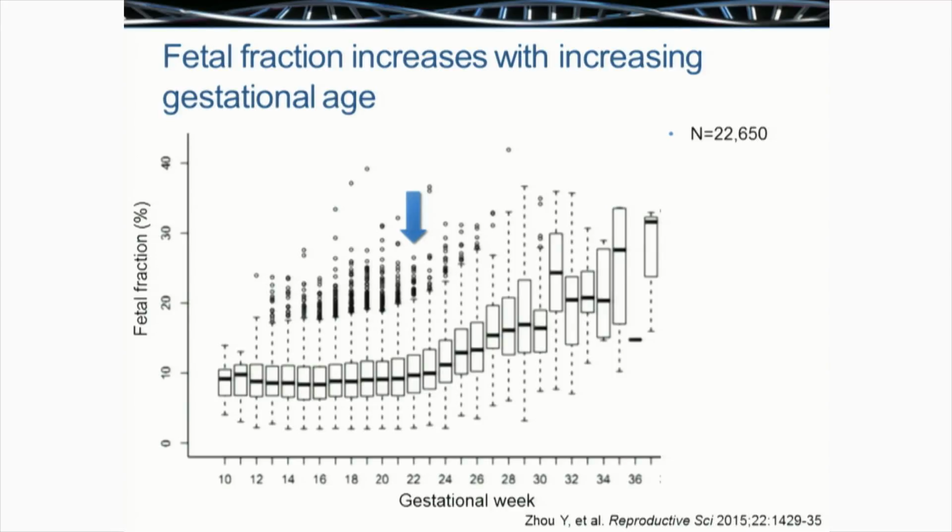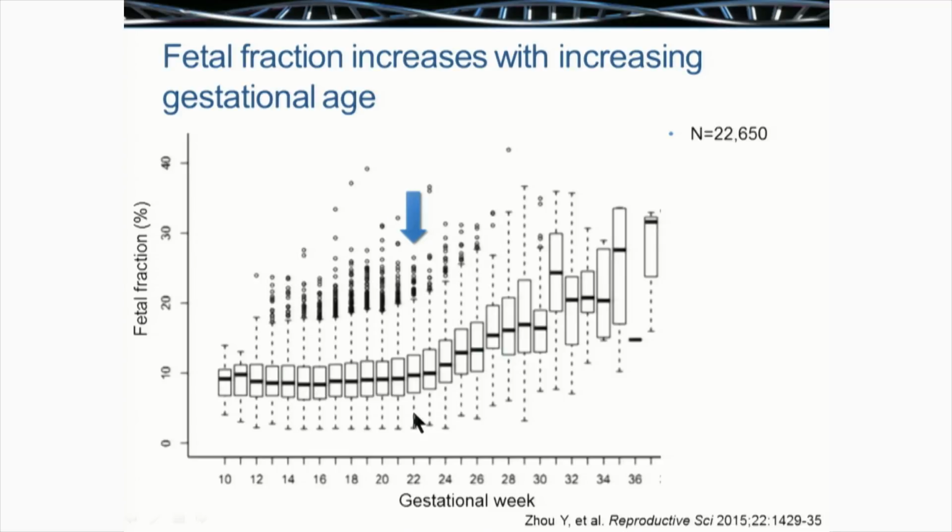This is a study that looked at the fetal fraction across gestational age. Gestational age is along this axis, and the fetal fraction as a percentage is on the y-axis. You can see first off the bat that there's a very wide range. When we're looking from 10 weeks out to 36 weeks, there's a significant difference in the mean, as shown by the black line. But there's also a significant amount of difference from one patient to the next.